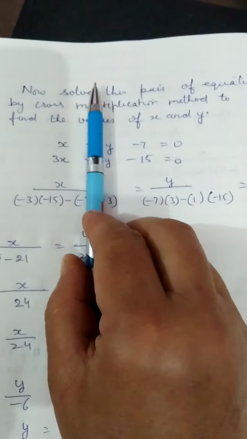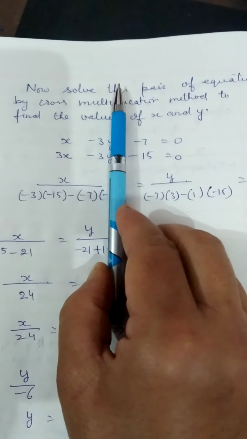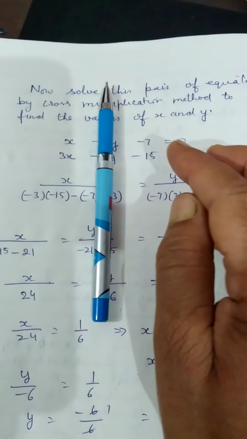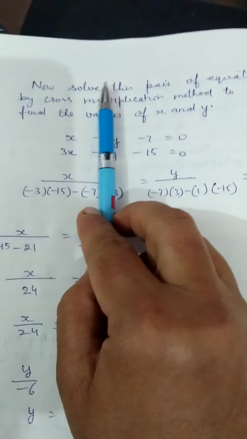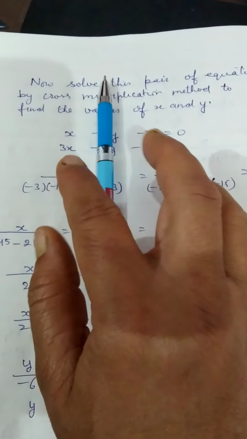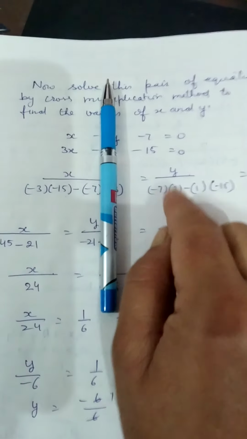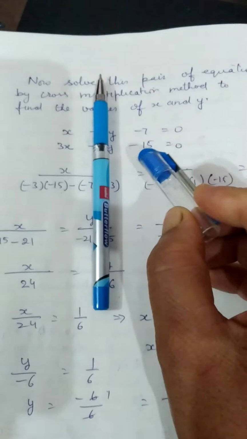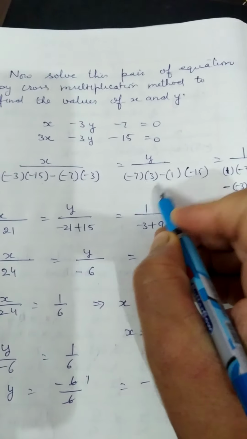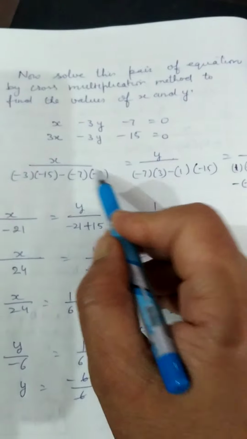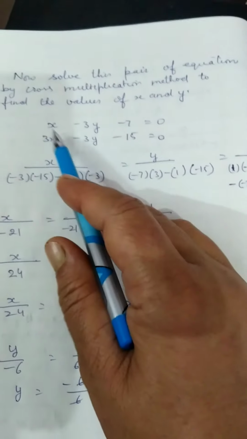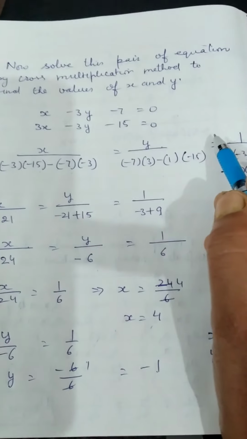Now for y, we will hide y and we will start from the last values that were in x. The last values were 7 and 3. Then here it will be minus 7 into 3 minus 1 into minus 15. Y upon minus 7 into 3, it is minus 7 into 3. Here it was left on minus 7. Then minus 7 into 3 minus 1 into minus 15.